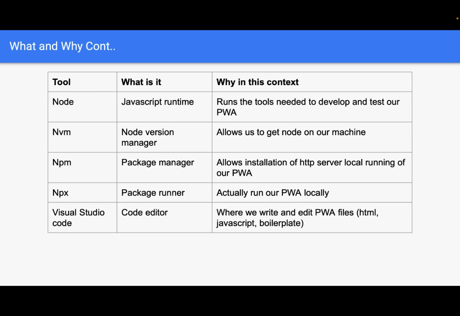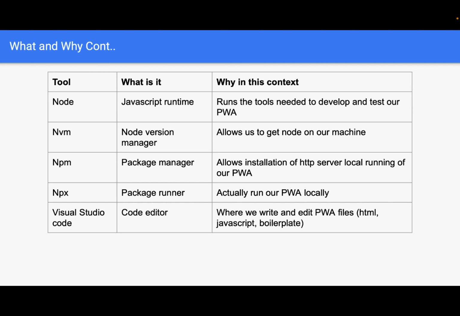Node, think of this like creating a fake hidden browser on your laptop to be able to run certain tools. NVM, just another acronym to get Node onto your machine. NPM, it allows us to install stuff locally, such as the package to be able to run our website locally. npx, it's just actually the command we use to run our PWA website locally so we can test it.